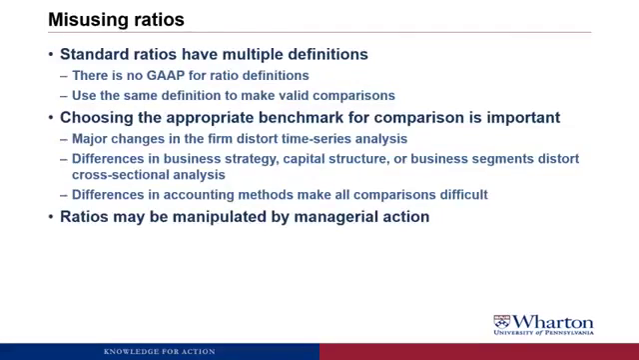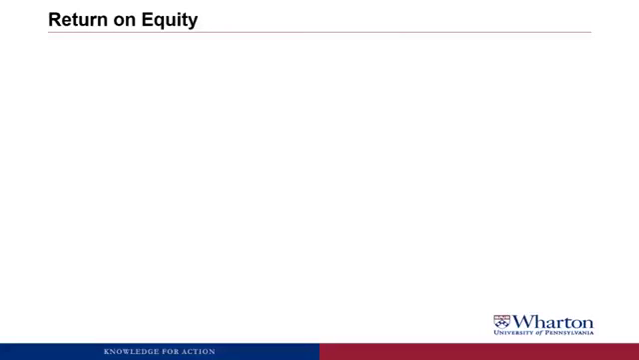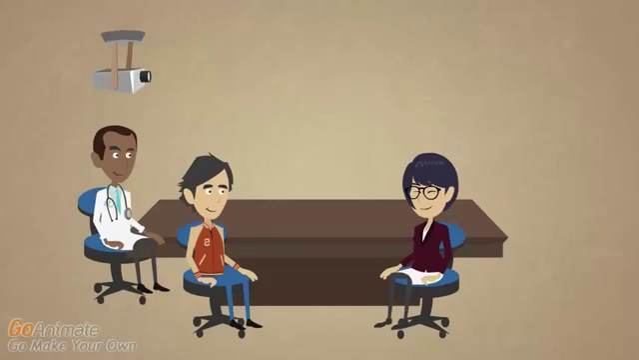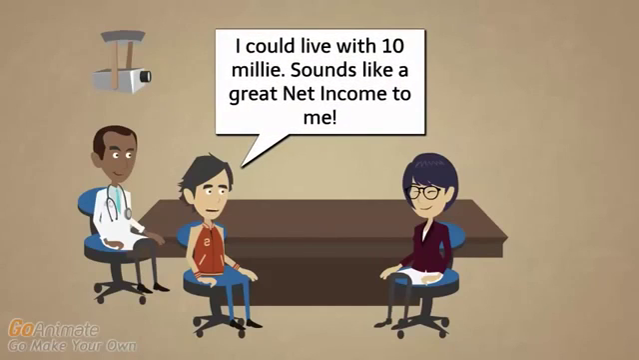So now let's go and talk about specific ratios, starting with return on equity. So is a net income of $10 million good or bad? I could live with 10 milli. Sounds like a great net income to me.